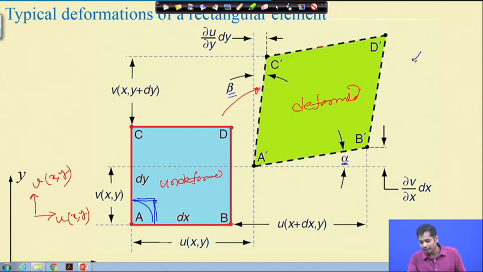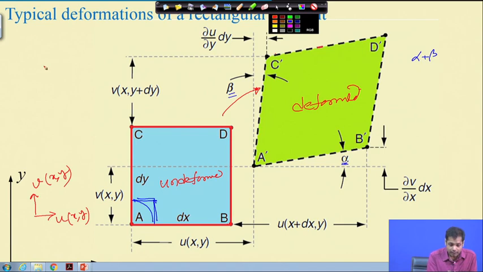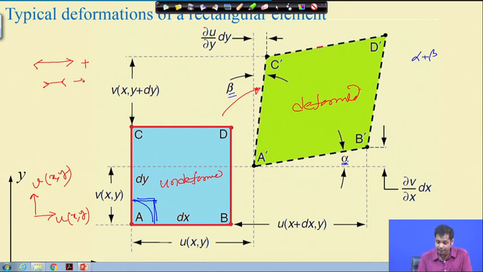So, total change in angle is alpha plus beta. Now, let us fix our sign convention. The sign convention is that if the change in length, the elongation, is in this direction, this elongation is positive, and this is negative: a decrease in length is negative.